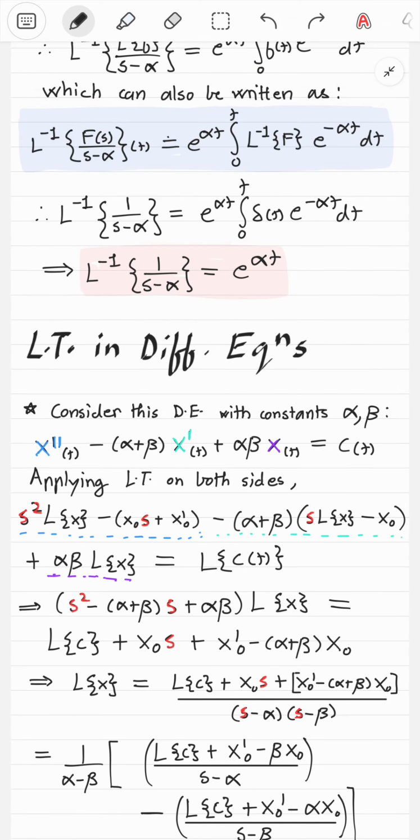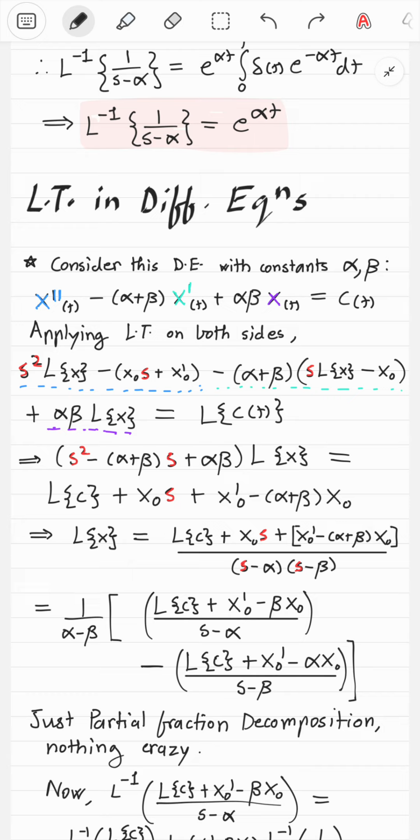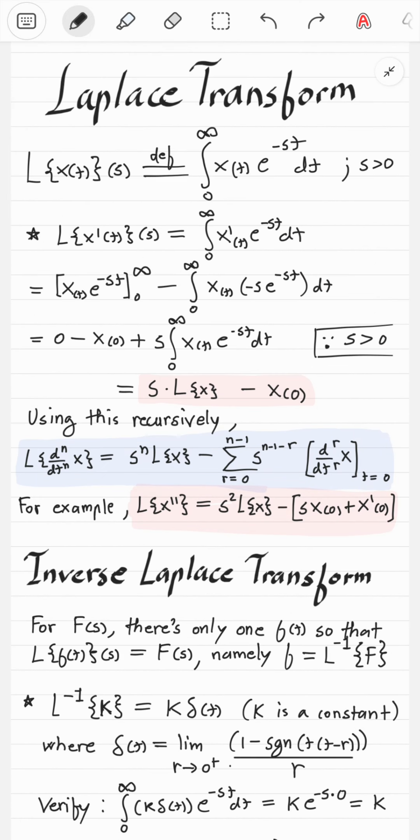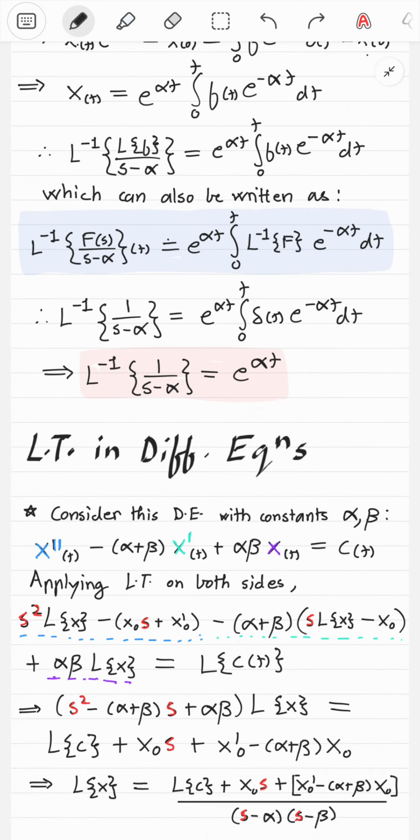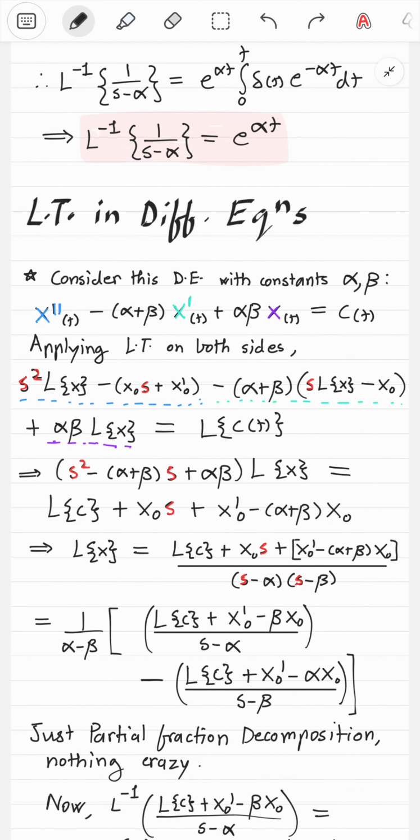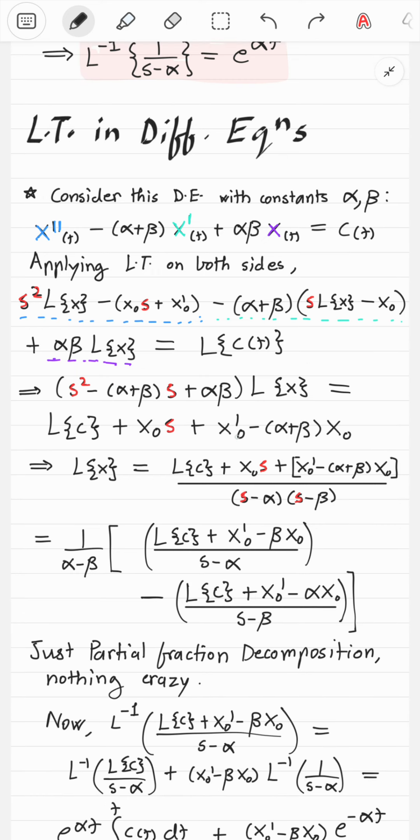So first you have this differential equation, we apply the Laplace transform on both sides, and we use the properties, linearity and the fact that L applied on x double dash is equal to that thing that I showed you, all of that just substituted in. And you get this equation, which you can manipulate a bit. You'll get this equation: s square minus alpha plus beta s plus alpha beta, L x equal to L c. C is a function of time. Once again, I'm reminding you, it's not a constant. Plus x naught s plus x naught dash, so x dash at 0, minus alpha plus beta x naught.